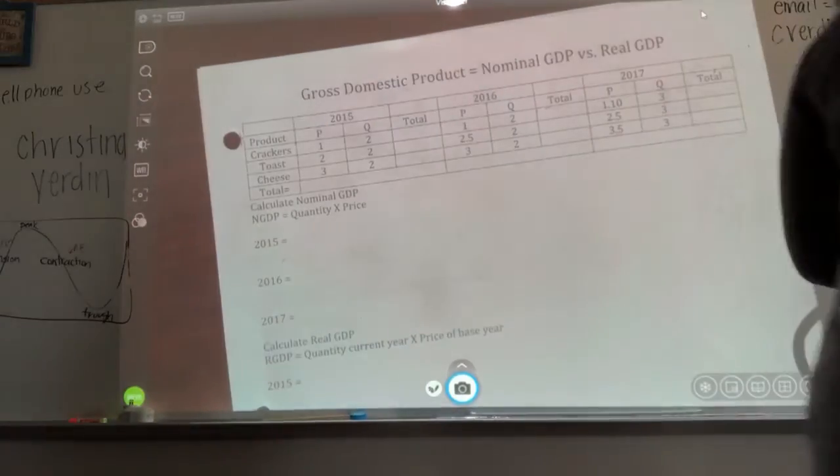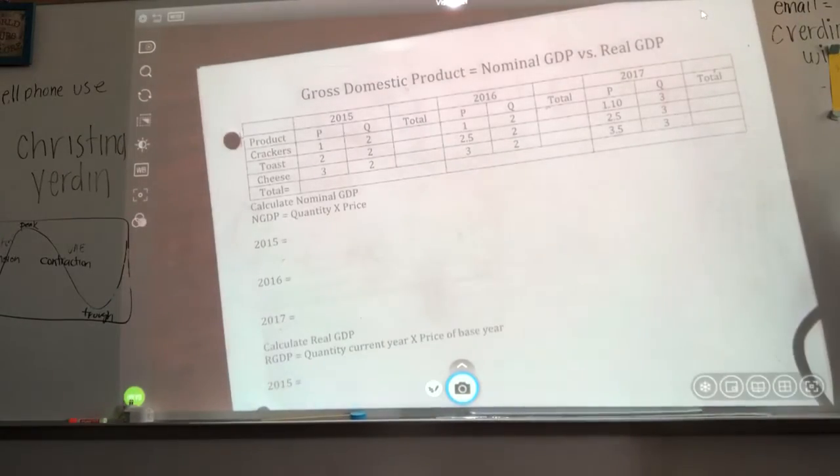Okay, we know that there's a difference between GDP, real GDP, and nominal. But let's just go back to what GDP is. What does GDP count? Domestic, final goods and services within a year, domestically produced, right? Within a nation's borders, right?